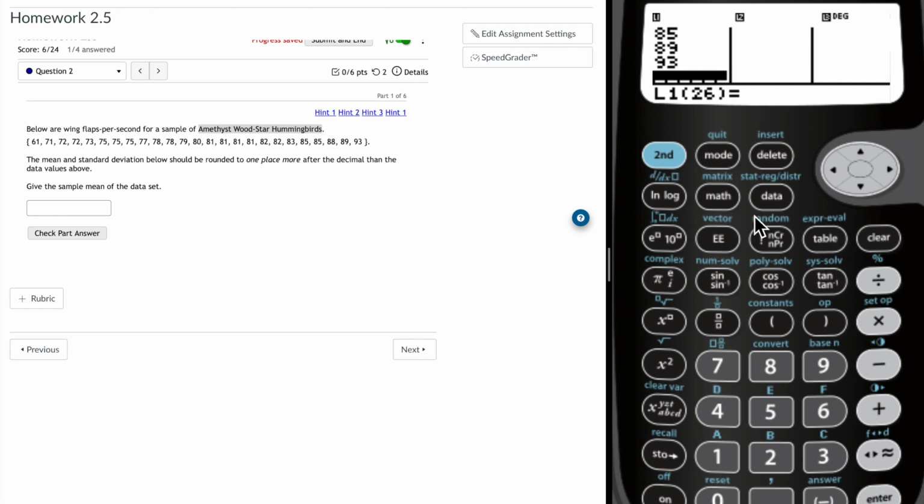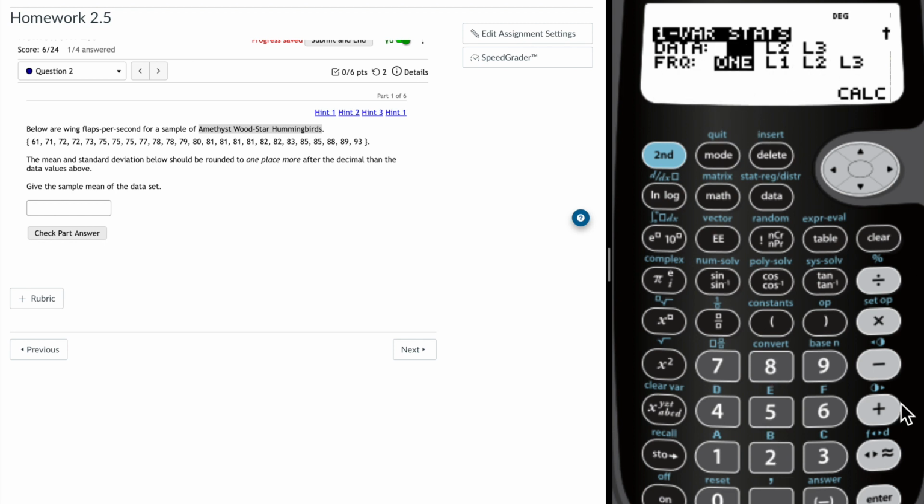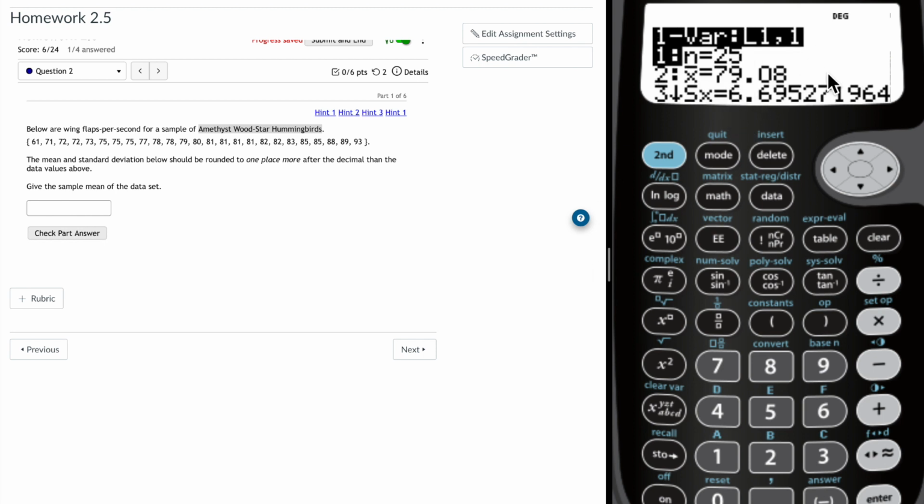I'll need the sample mean for this data set, so I'm just going to press clear, and then second data. We want one variable stats, which is item 2 on my calculator, and we hit enter through all that. And here's the mean, 79.08. Now we want to round this to one place after the decimal, because the given values have nothing after the decimal. We should do one place more than that. So I guess I'll go 79.1.